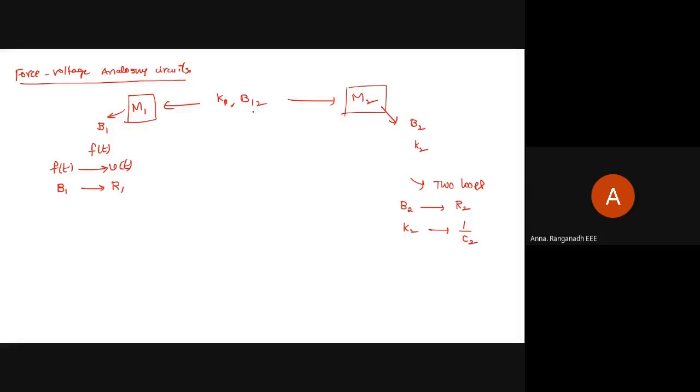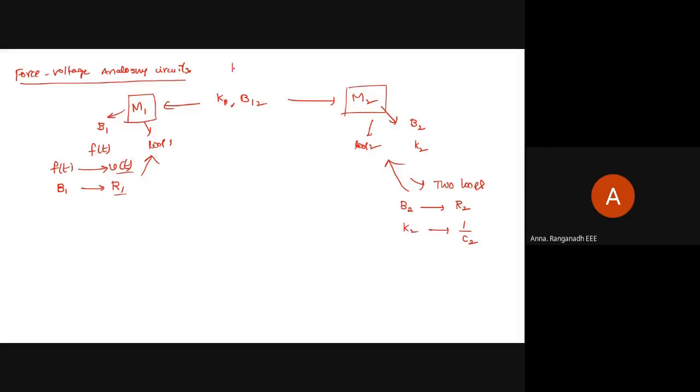These two elements are common elements between the two loops. Already I told you, if any elements are connected between the two masses, those elements are common between the two loops, and the other elements are restricted to their own loop. This M1 is nothing but loop 1. M1 is the mechanical system node, and loop 1 is the electrical system. M2 is nothing but loop 2. So V of t and R1 are restricted to only loop 1. Similarly, these two elements are only restricted to loop 2, and these two elements are between loop 1 and loop 2.